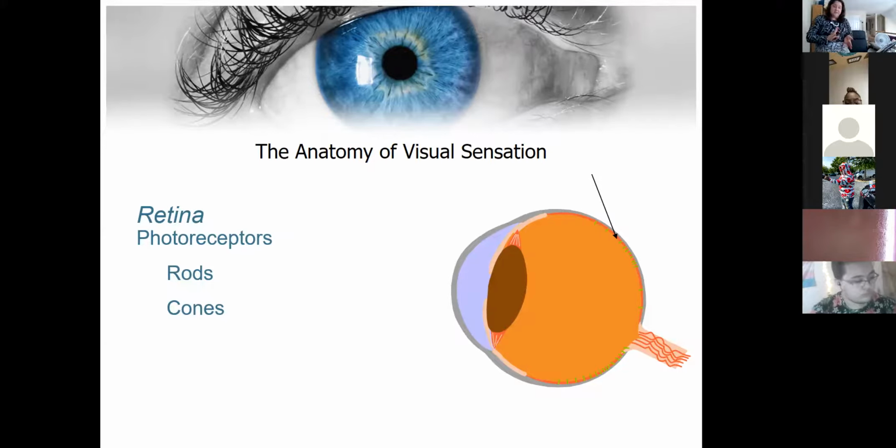So as I mentioned, there are two types, rods and cones. Rods are sensitive to dim light, but not to colors. And cones are sensitive to colors, but not to dim light. And this is pretty easy to remember, just see color, see cone. That's how you can tell the difference between rods and cones if you're trying to remember it for a quiz or the next test.